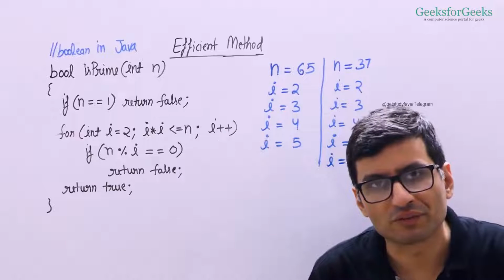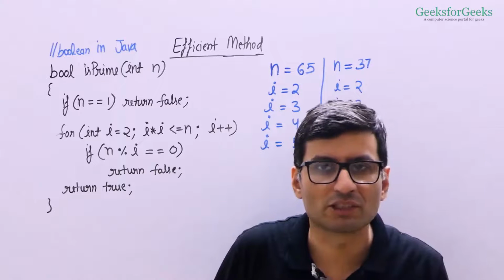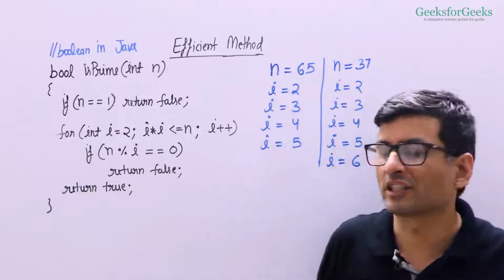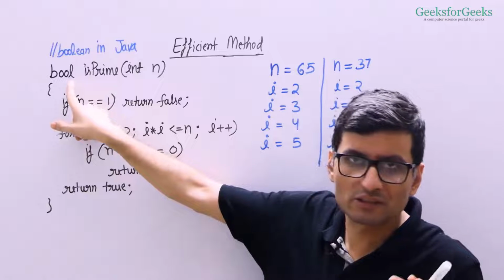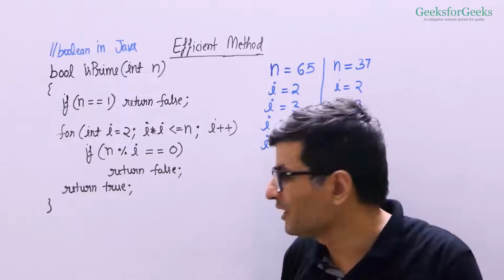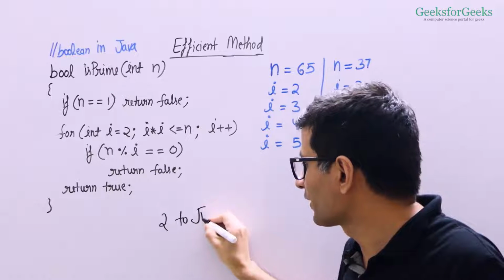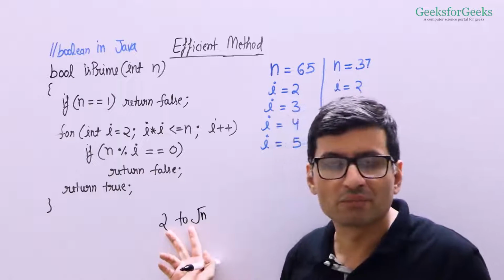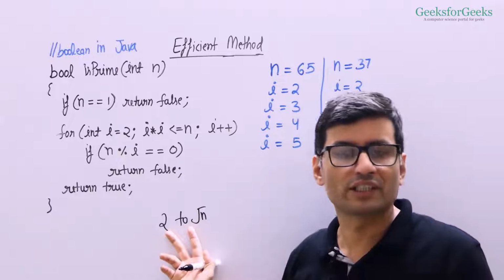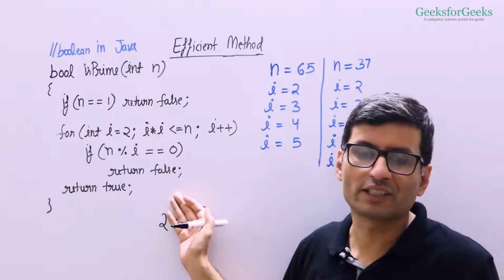Here is the implementation of the efficient approach. The code is same in both C++ and Java. The only difference that is there in Java is we need to replace this bool with boolean. So in this implementation, we are mainly checking for every number starting from 2 to square root of n. And if I find any number that divides n, we say n is not prime. And if we do not find any number, then we say n is prime.